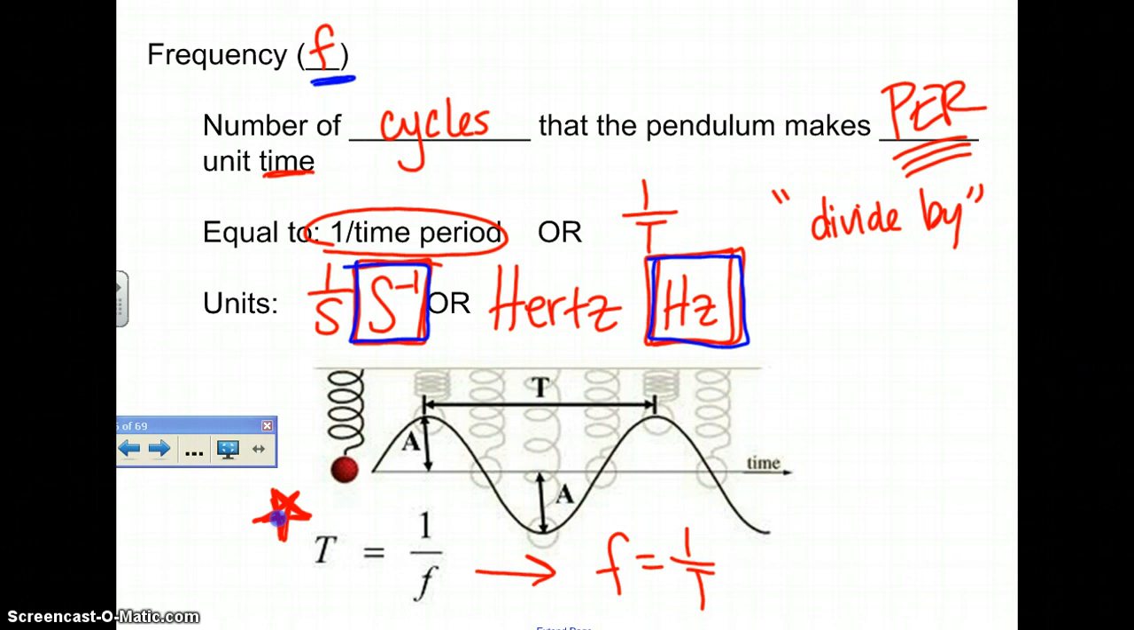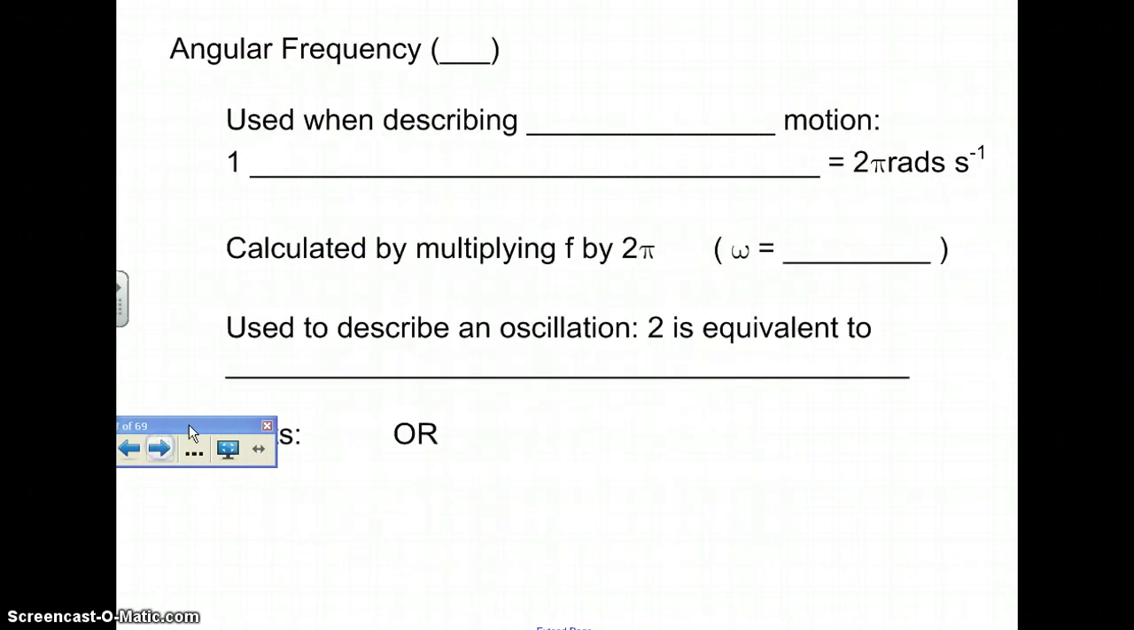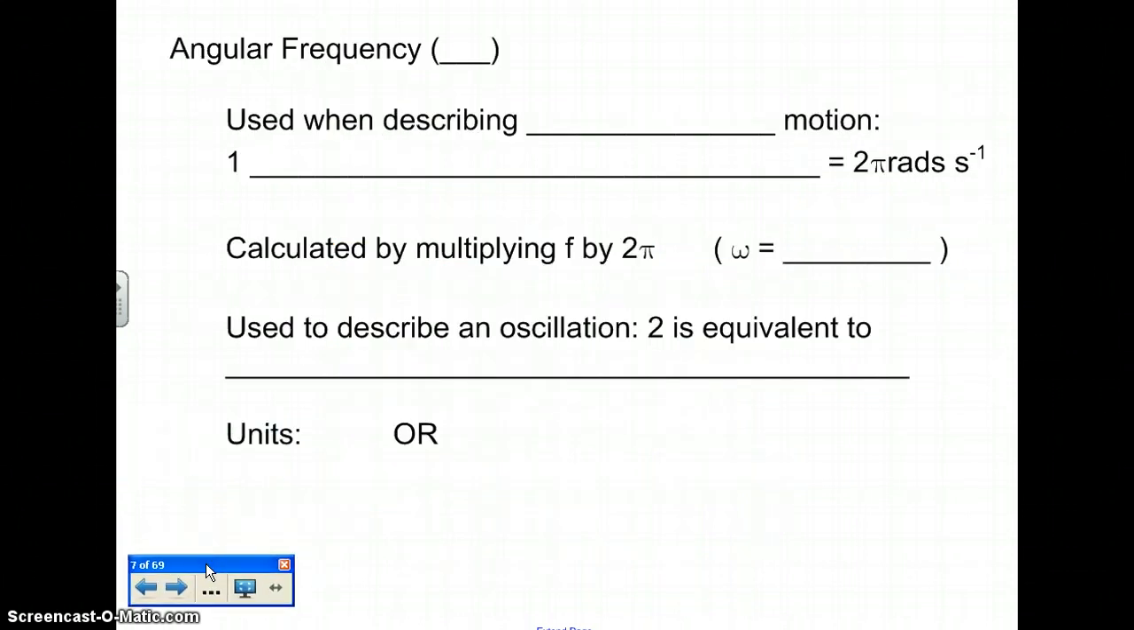Therefore, T and f are going to be indirectly related to each other. Moving right along now, we have angular frequency. Angular frequency is the Greek lowercase letter omega. It's not just a lowercase w, it's the Greek one, kind of a rounded w like that.